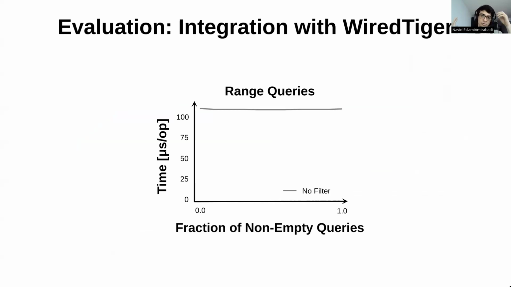WiredTiger is a key value store that is based on B-trees. And because Memento filter is the only range filter that is dynamic, it is the only one that can provide the benefits of range filtering to such a database system. So here we have this plot. On the x-axis, I'm showing you the fraction of non-empty queries that the database is subject to. So on the left, all of the range queries are empty. And on the right, all of the range queries are non-empty. And on the y-axis, we have query time. As shown, without a filter, the database has to access disk for all of the queries. So it incurs a high but stable query time.